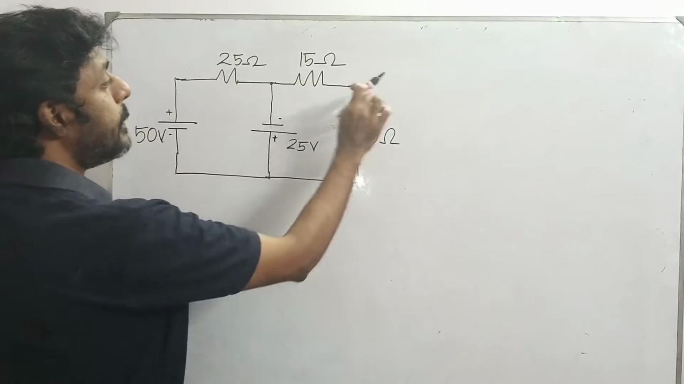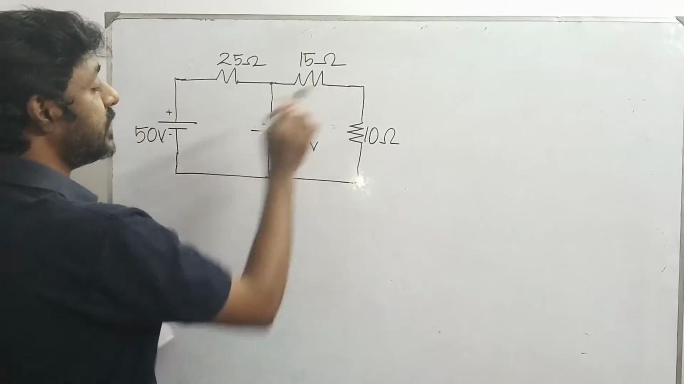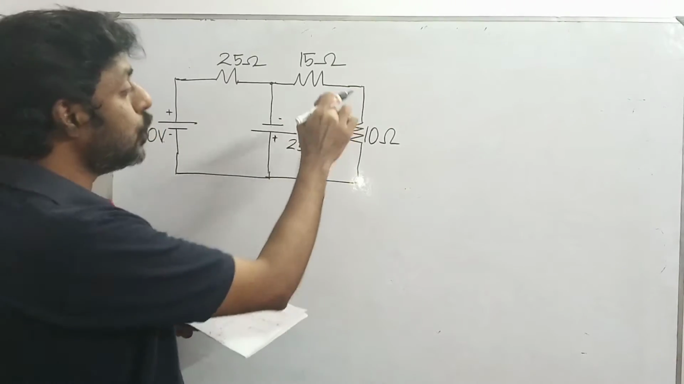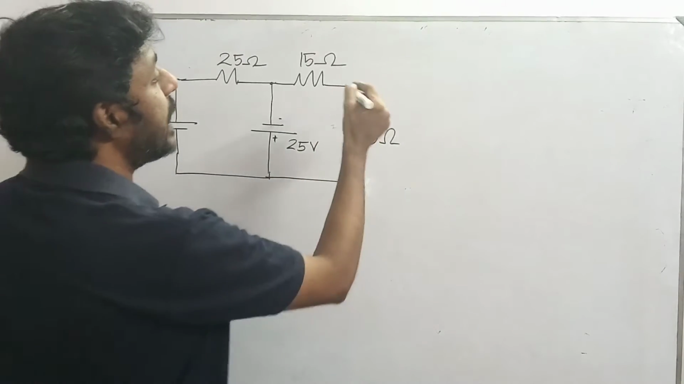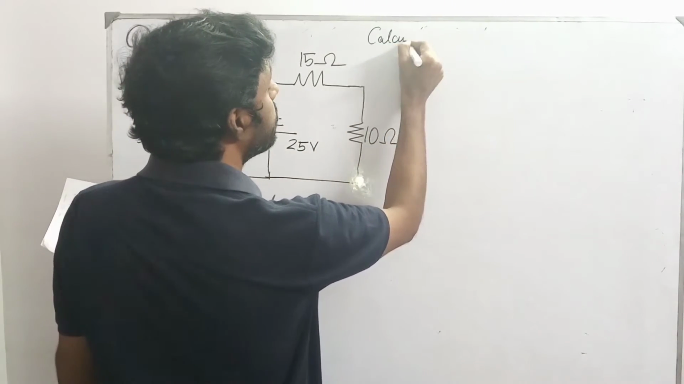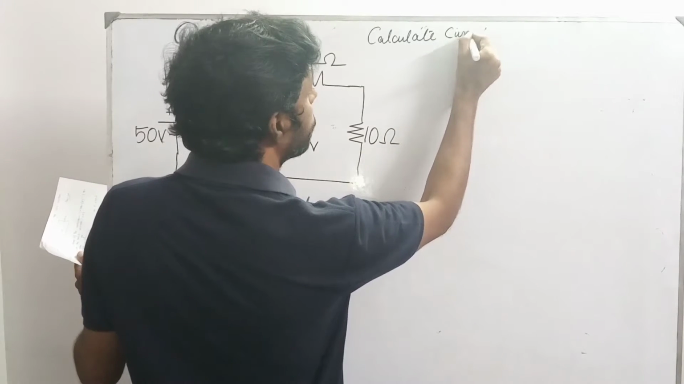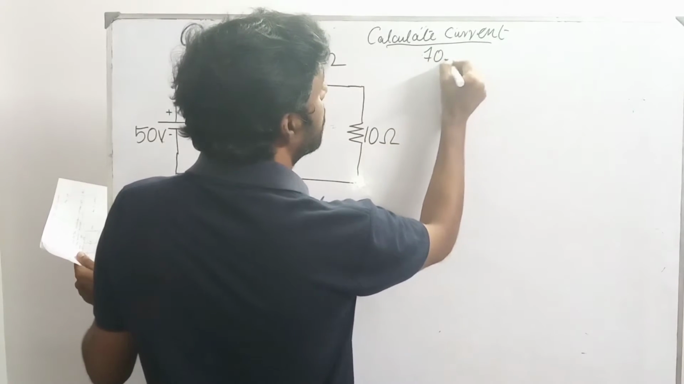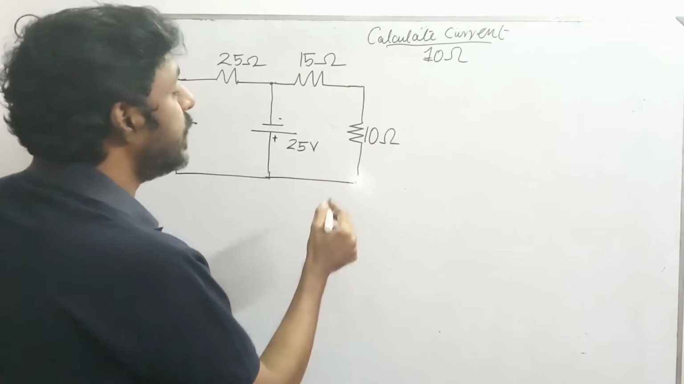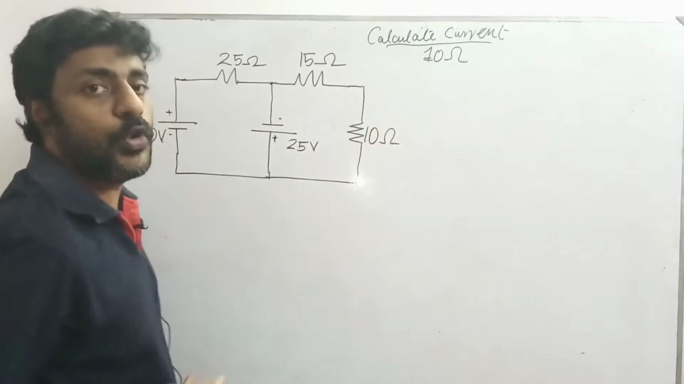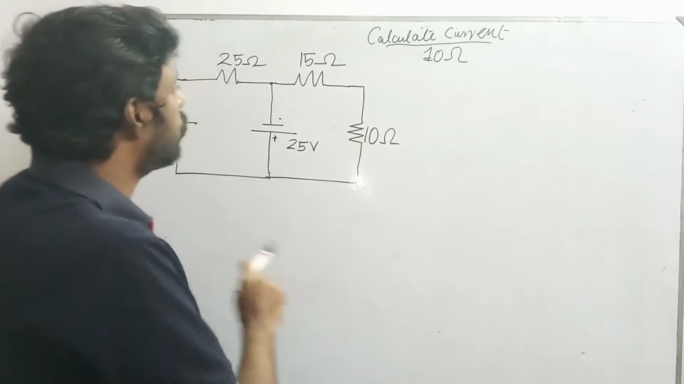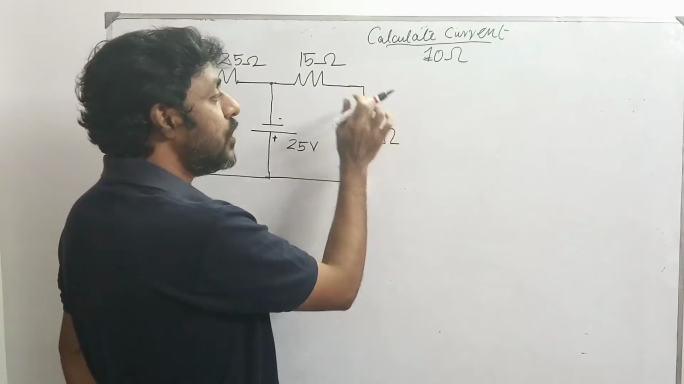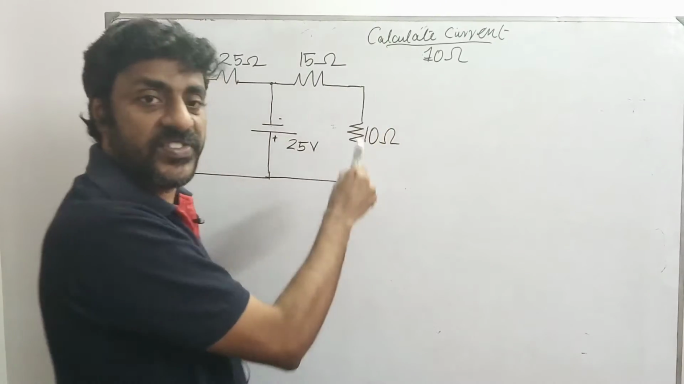Now we are going to mark the corners. The question given is: calculate the current through the 10 ohm resistor. So you need to calculate the value of the current through this 10 ohm resistor. Which one is this 10 ohm resistor? You need to calculate the current that is flowing through this 10 ohm resistor. That is the question. You are given a circuit and you need to find the value of the current that is passing through this 10 ohm resistor.